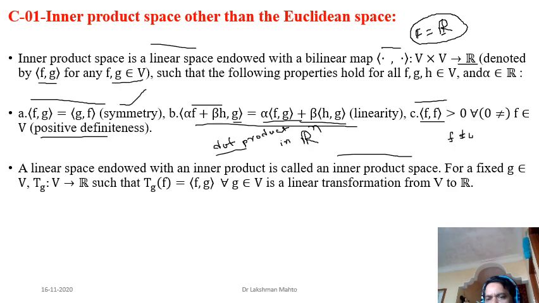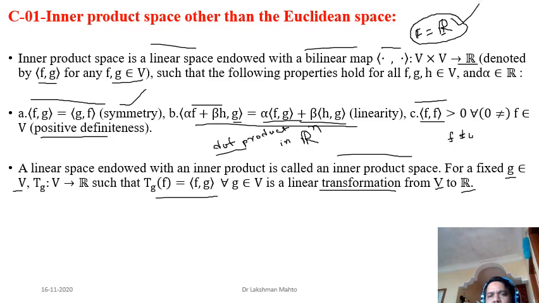If we fix an element G from the linear space or vector space V, and define a map T_G from V to R through this inner product, then T_G is a linear transformation from the given vector space V to R. That is why I already said that the inner product is bilinear. Whether you fix F or G, it is linear in both: linear in F, and also linear in G.